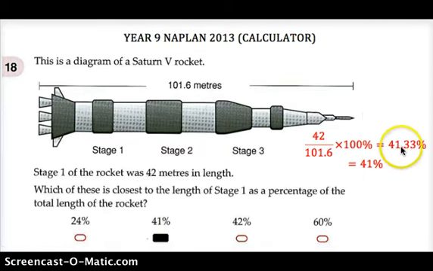And that is because after the decimal point, we've got 41.3. 3 is less than 5, so we round down. So we keep the 41 as 41. So we're really saying, is this closer to 41% or 42%? It's definitely closer to 41% because 41.5% would be halfway.